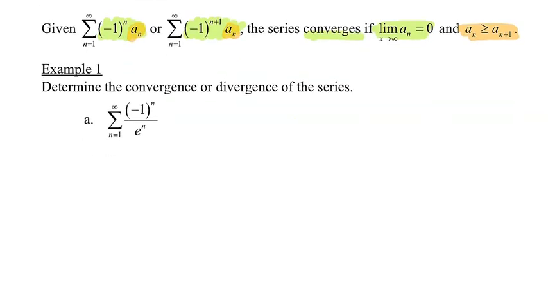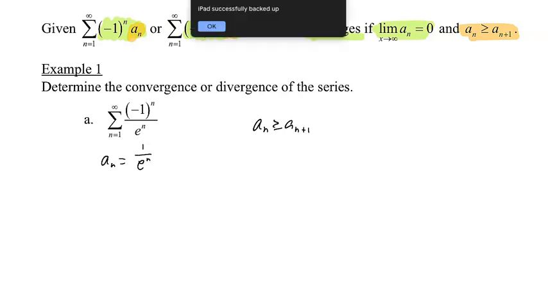All right, let's take a look at this first one. I'm going to call a sub n, again the non-alternating part, just 1 over e to the n. Then what I usually check first is that a sub n is greater than or equal to a sub n plus 1. It's just going to be a matter of plugging stuff in.